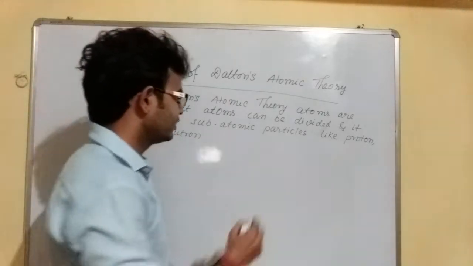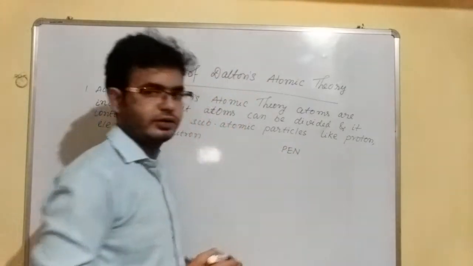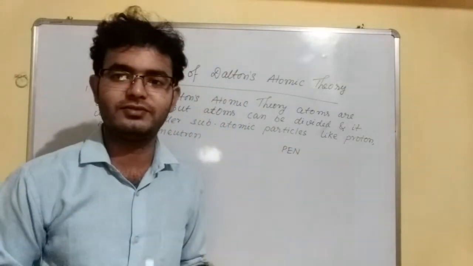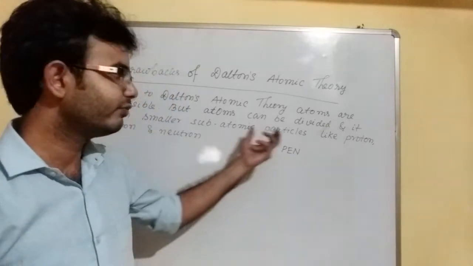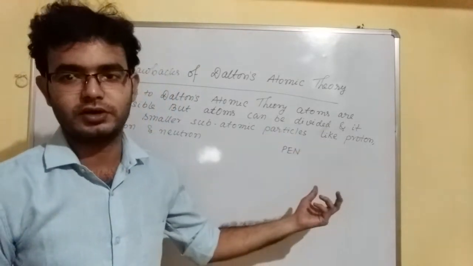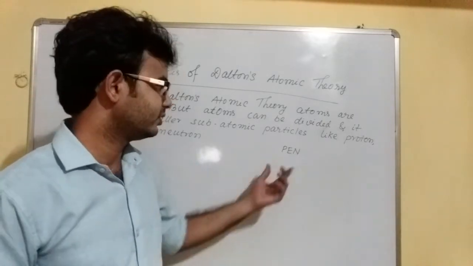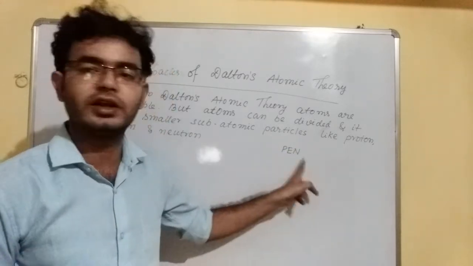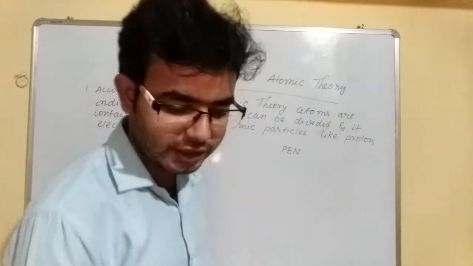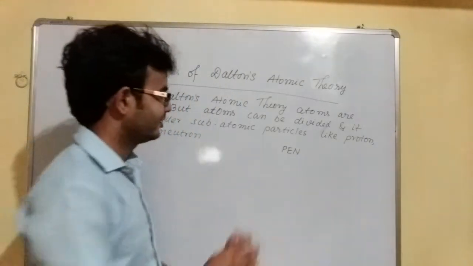How to remember this? Just try to remember PEN. P for proton, E for electron and N for neutron. So if we break an atom, we will get three main subatomic particles. Some other subatomic particles are also present, but these 3 are the main ones: proton, electron and neutron. Don't say that if we break an atom we will get a pen. Here PEN means proton, electron and neutron.